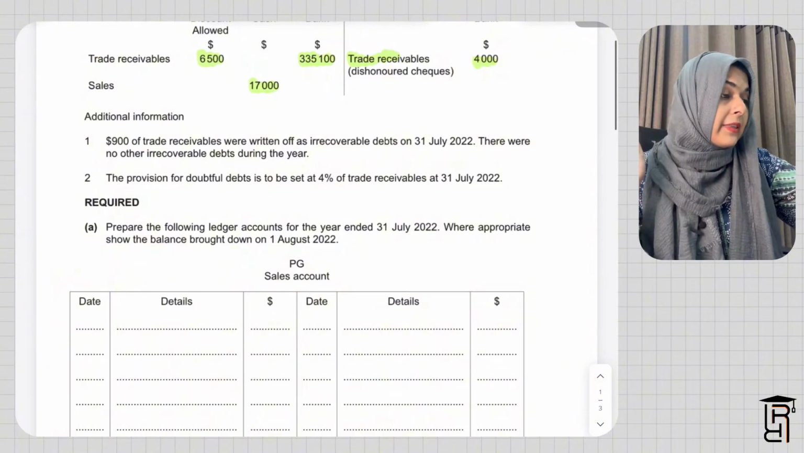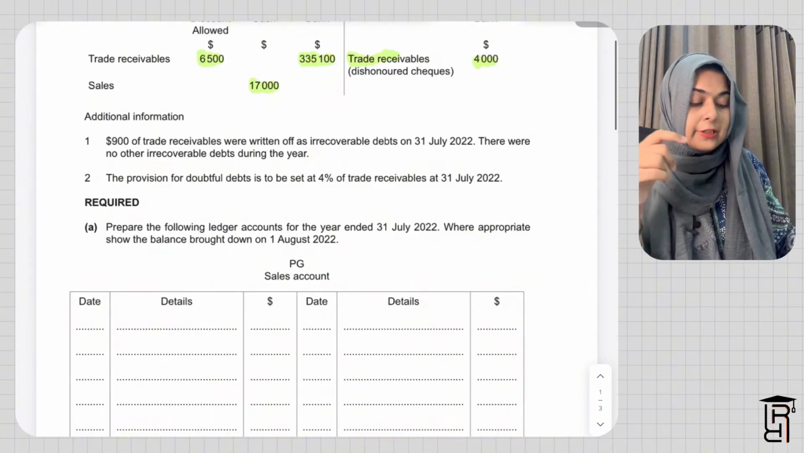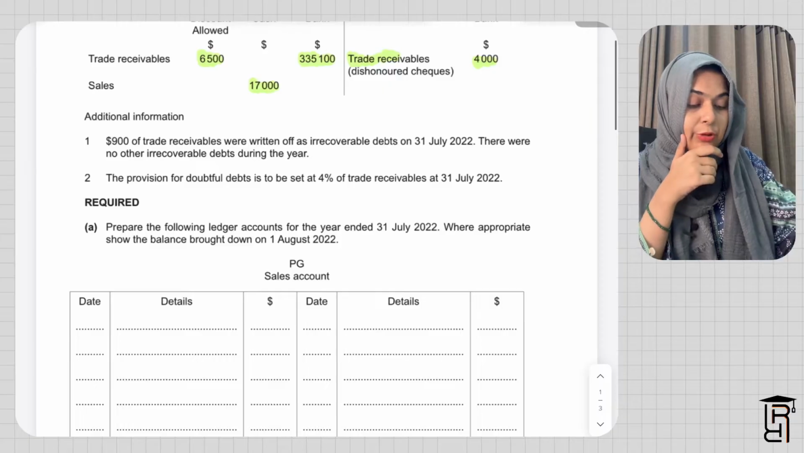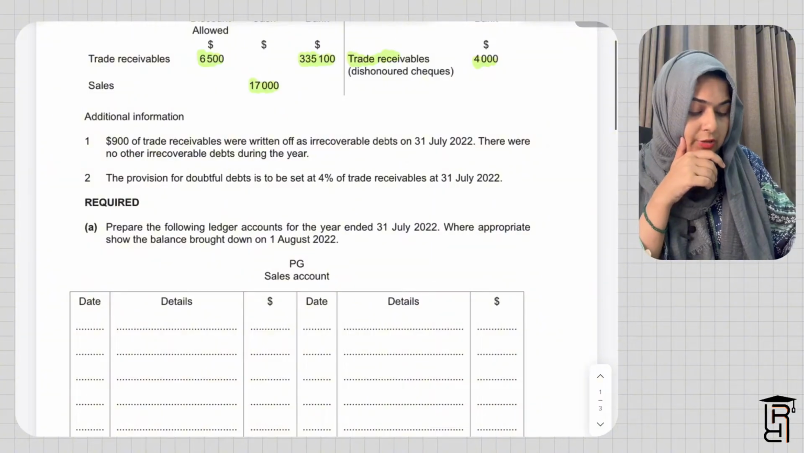So if you look at the sales journal total, that is 360,000. So you need to record this on the debit side. I'll write here the last date of the year, which is 31st July 2022.